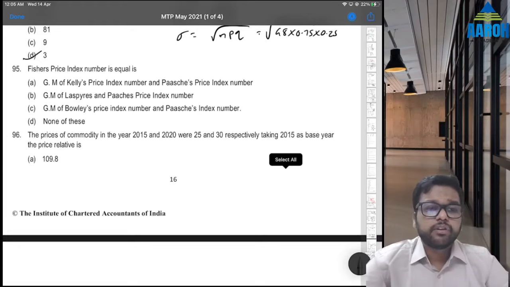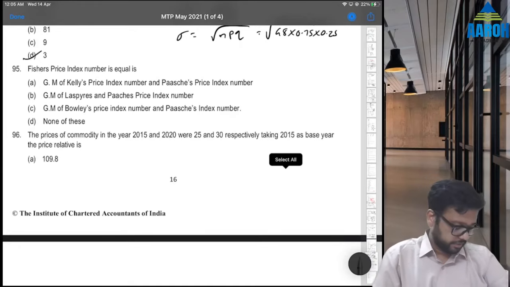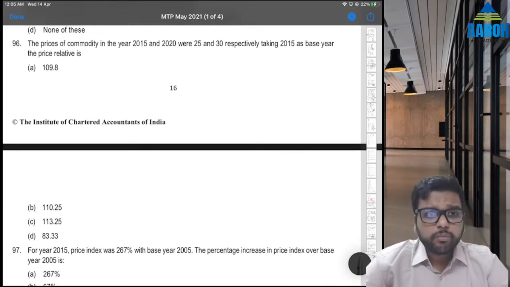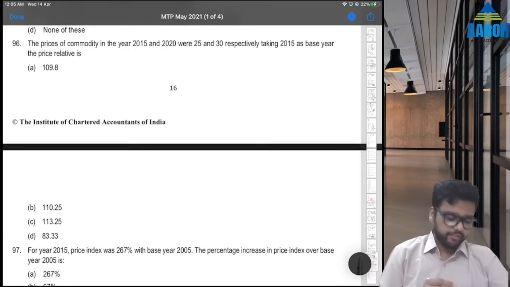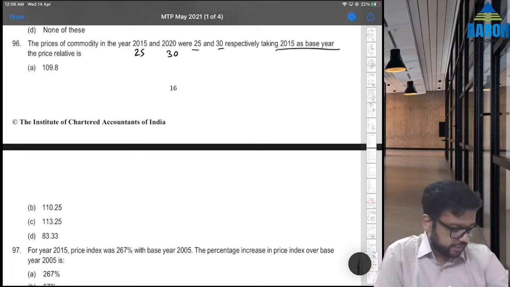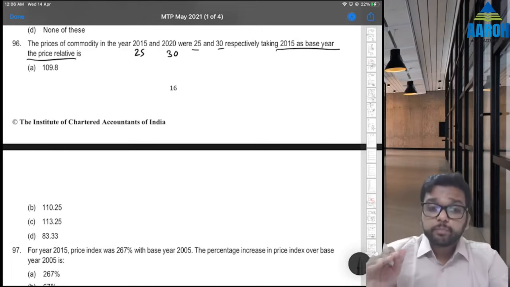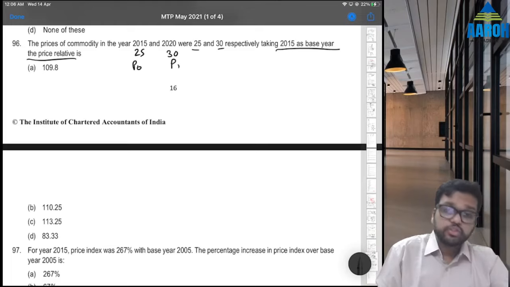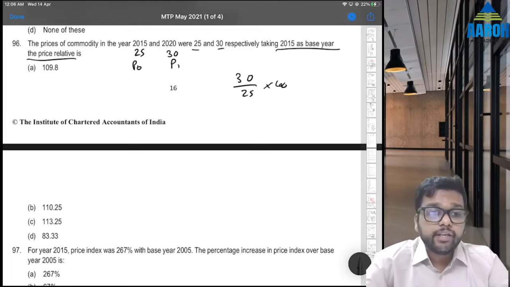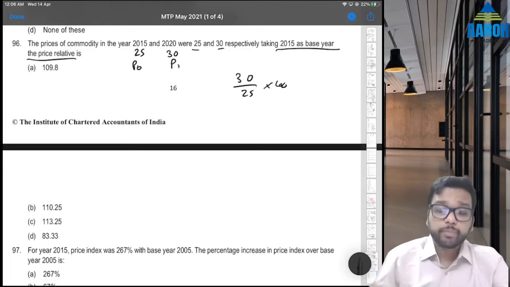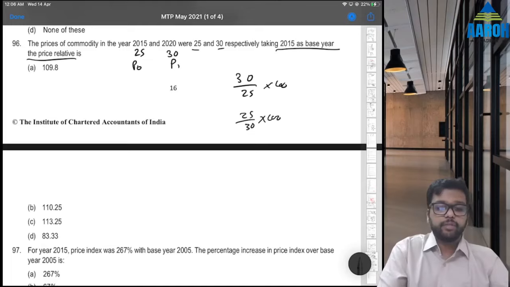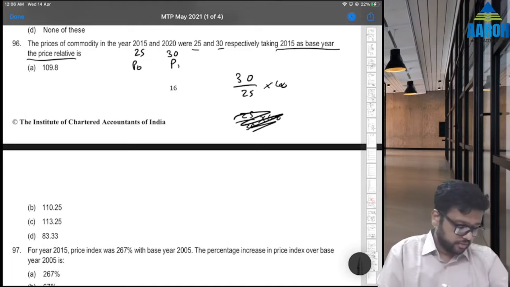Fisher's price index number, कुछ भी question है. Geometric mean of Laspeyres and Paasche's. 96. Again they have made some mistake here. Prices of a commodity in the years 2015 and 2020 were 25 and 30 respectively. Taking 2015 as base year, the price relative is what? 2015 is base. That means this is P0, this is P1. So price relative will be 30 by 25 into 100, which is 120, which is not in the options. So the options are wrong. I think they have done 25 by 30 because that is in the options, right? 25 by 30, 83.33, but that is not correct. 120 is the answer.